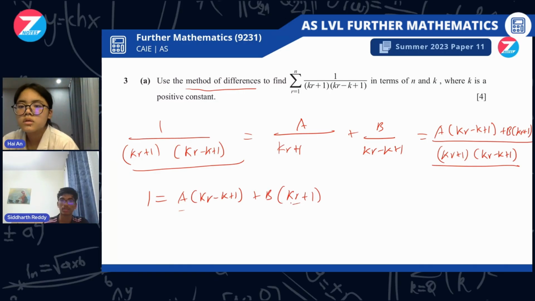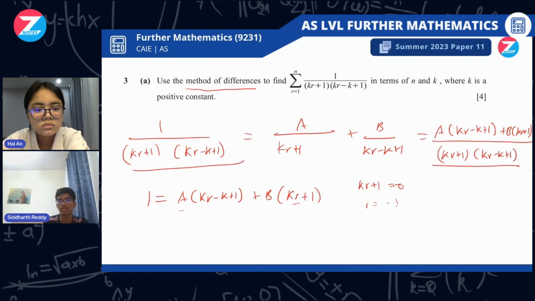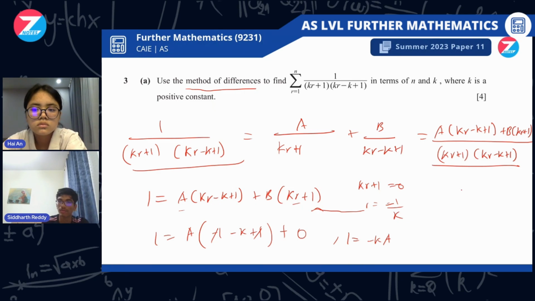So let's try eliminating b by making the coefficient of b 0. So kr plus 1 is equal to 0, so r is equal to minus 1 by k. So if we substitute this r back in the equation, we get 1 is equal to a into k into minus 1 by k, which is just minus 1, minus k plus 1, plus b into 0. So that's just 0. So we have 1 is equal to minus 1 plus 1, so minus ka. So we have a is equal to minus 1 by k.